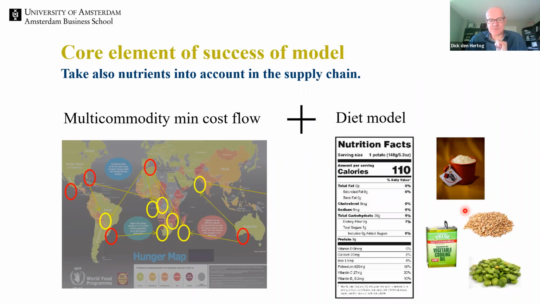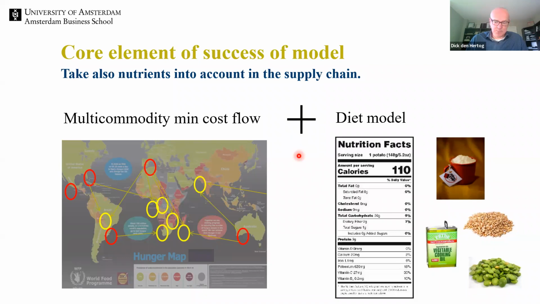So those two problems are put together in the model. It is basically a multi-commodity min cost flow problem and a diet model. Again, the questions are, what should be the daily meal? Which ingredients? How much? Where to purchase them? How to transport them to the people that are in need, such that the total cost is minimized and the nutritional requirements are satisfied. Nutritional requirements are, for example, so much fat, so much vitamin, so many calories, and so on. So that is a combination of the multi-commodity min cost flow problem and the diet model.